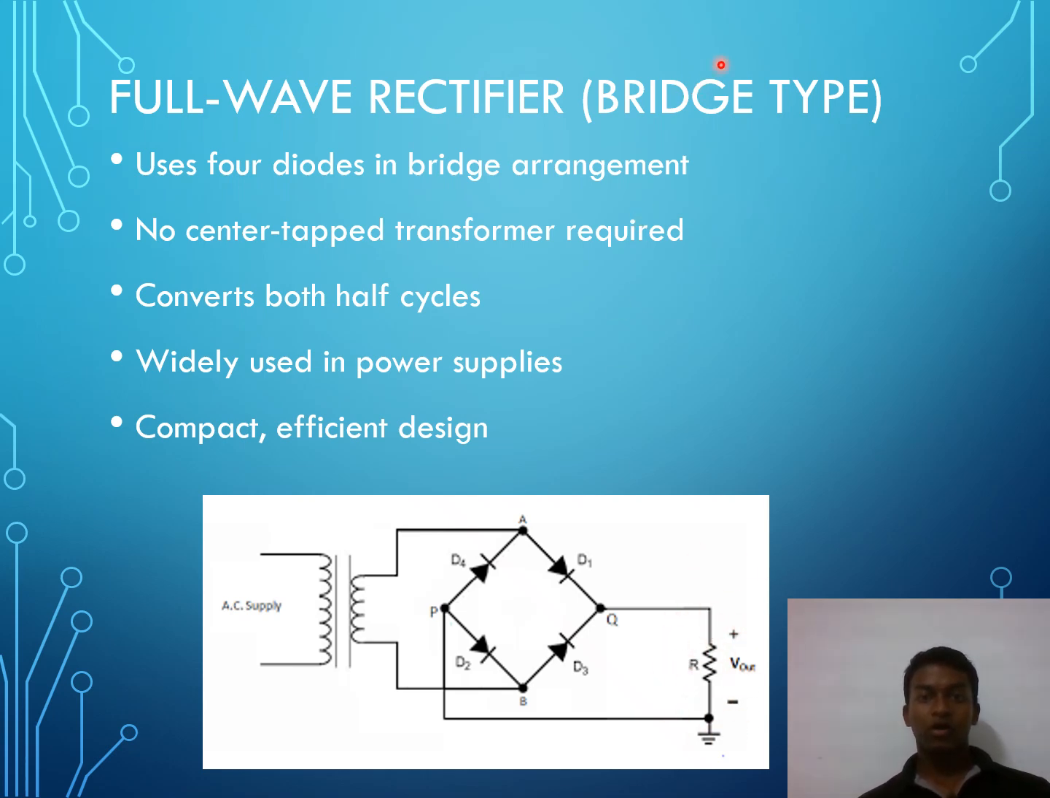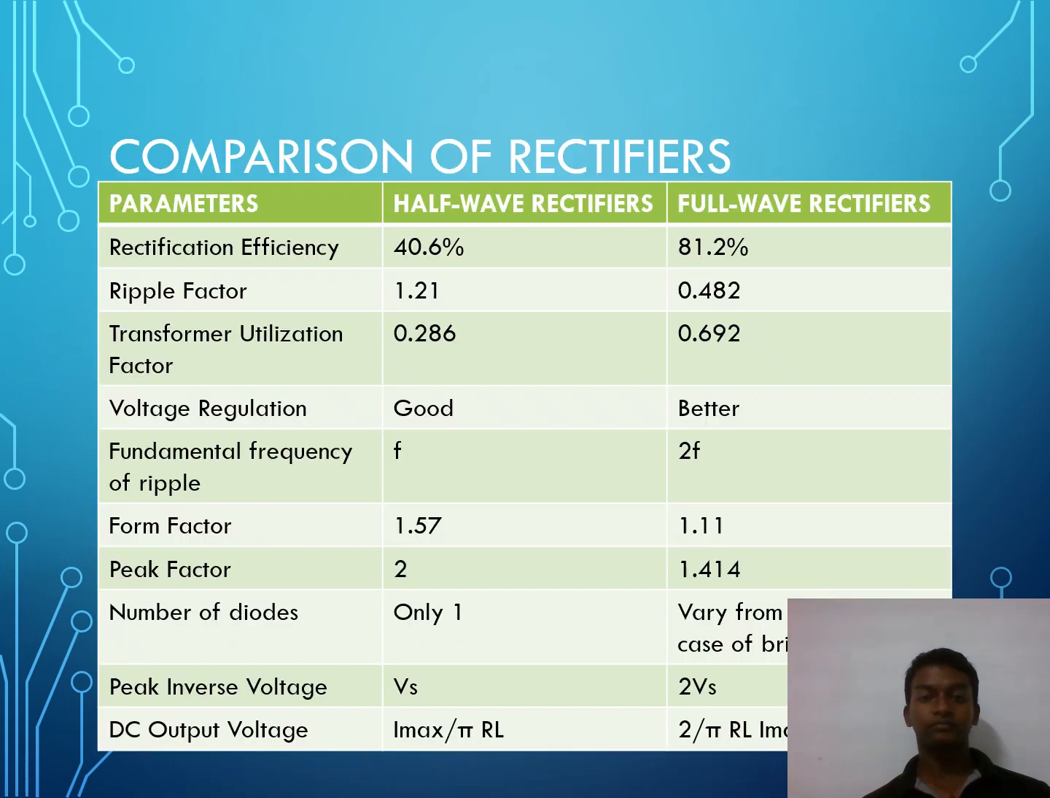So the output is pulsating DC for both halves. This eliminates the need for a center tapped transformer and makes the design cheaper and more efficient. We have seen the center tapped transformer. The center tapped transformer is a bit costlier than the regular transformer. So using a bridge rectifier reduces the cost of the center tap.